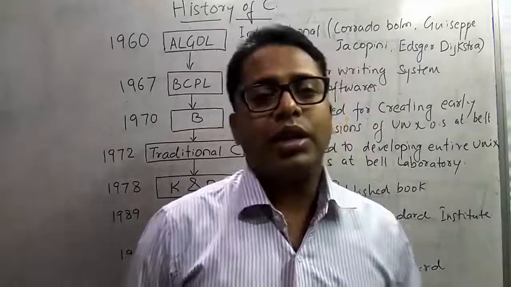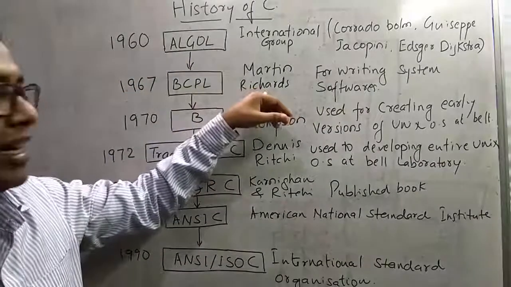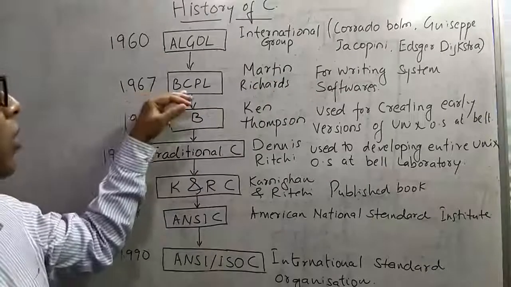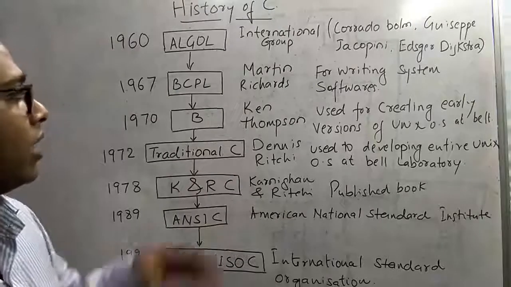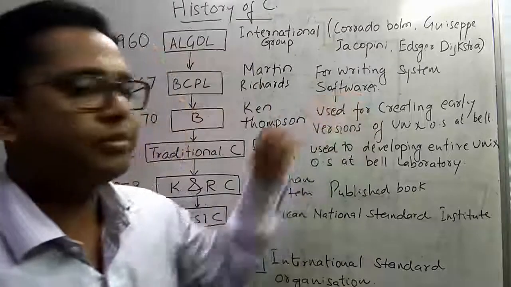Then, a few years later, in 1967, a scientist named Martin Richards introduced a new programming language called BCPL, which stands for Basic Combined Programming Language. This language was used for writing system software.